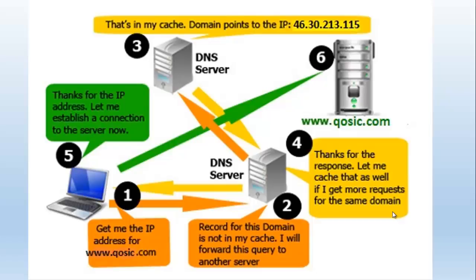And what the DNS server in number 2 does is it stores the response from the DNS server in number 3 in its cache for subsequent usage from other users. Now, it sends back a response to the user saying that this is the IP of the request you've made. Now, the user in number 5 says, thanks for the IP address. Let me establish a connection to the server now.